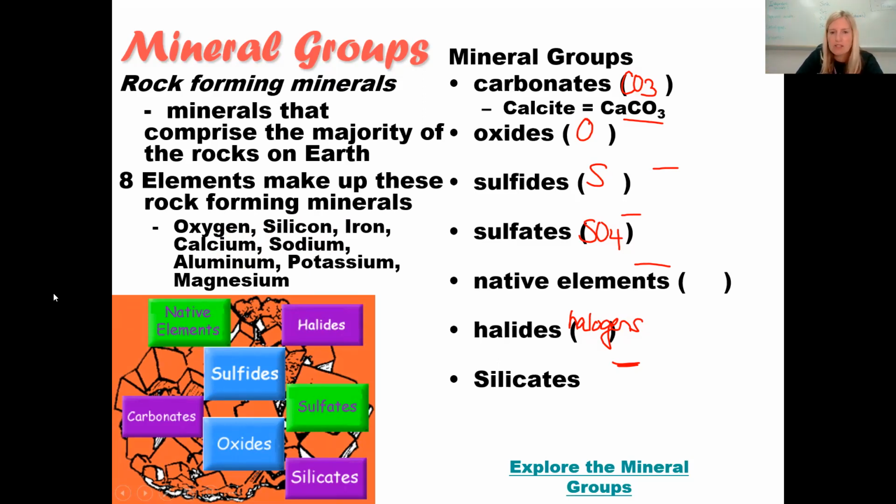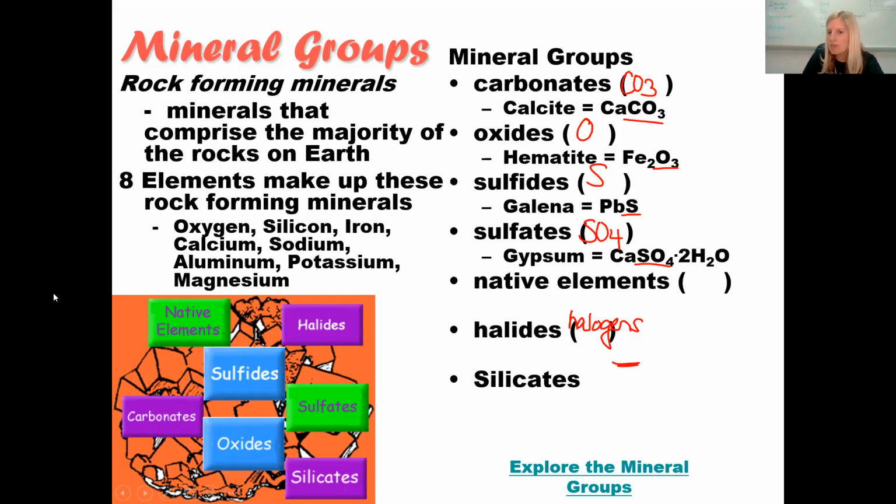There are several. Same idea with our oxides. As long as it has oxygen as the anion, or the negative ion, we call it an oxide. So hematite is an example of an oxide because it's iron and oxygen. Our sulfides, like galena, is just lead and sulfur, and that's what it looks like in its mineral form. Or sulfates, so I've got gypsum here. Gypsum is calcium and sulfate, and then you see a couple of waters of hydration listed there as well. SO4 is a sulfate, so gypsum is an example of a sulfate.